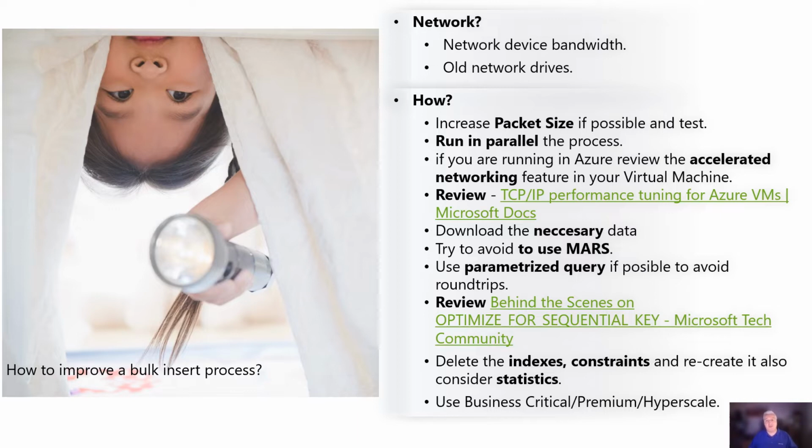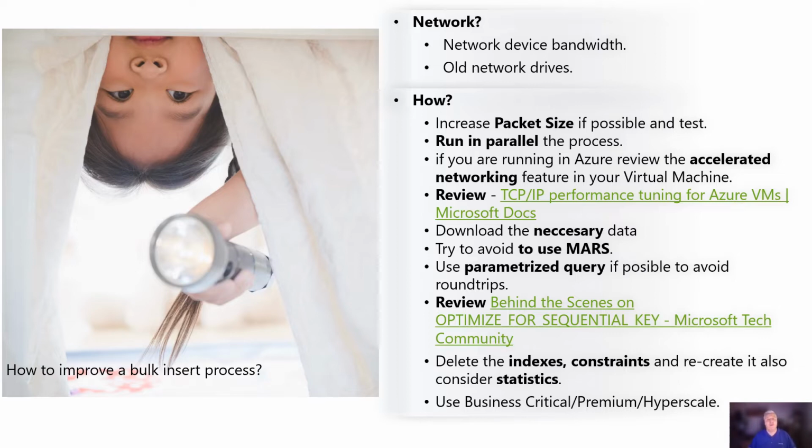Another thing, if you are working in Azure, in order to speed up the network bandwidth and also the network speed, is to use accelerated networking. Review also the TCP performance tuning, because there is very good documentation about how to improve the connectivity. Logically, download only the necessary data, in terms of amount of data, number of rows, and number of columns. In my examples, as we mentioned several times, if you are not using it, try to disable MARS.